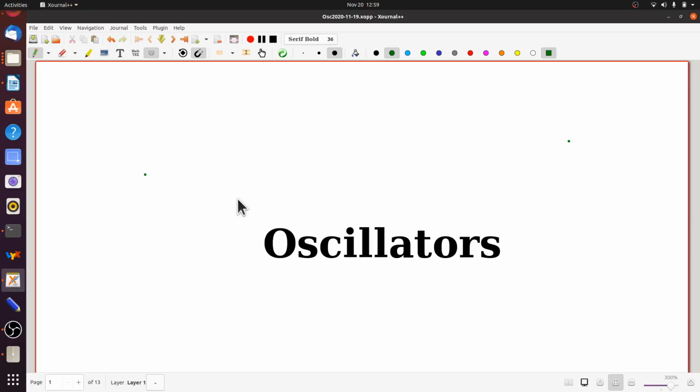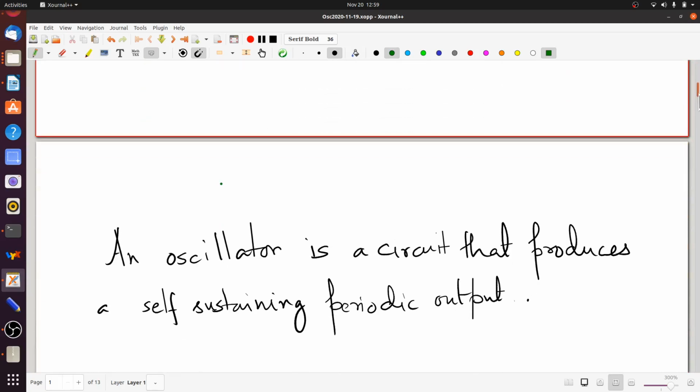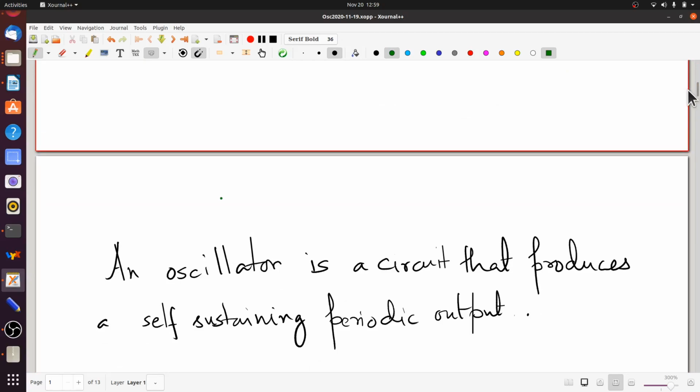In today's lecture, we are going to discuss the class of circuits called oscillators. These are circuits that, as you know, produce an output, typically a periodic output, a self-sustained periodic output without an input. That's what self-sustained really means.